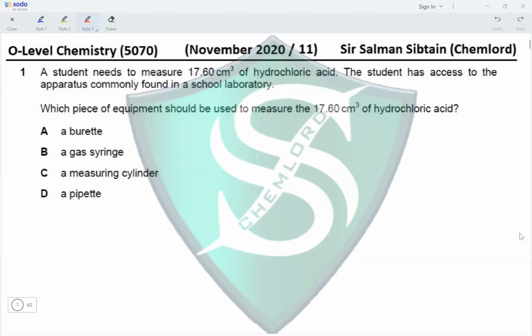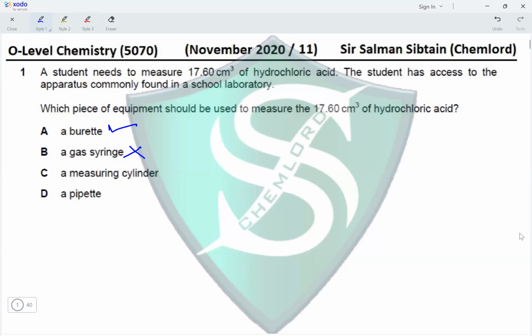So the options given to us are burette. Yes, this is correct. A gas syringe. A gas syringe also measures accurately, but volumes of gases, variable volumes of gases. A measuring cylinder. A measuring cylinder is not an accurate measurement piece of apparatus. A measuring cylinder can only be used to measure approximate volumes.